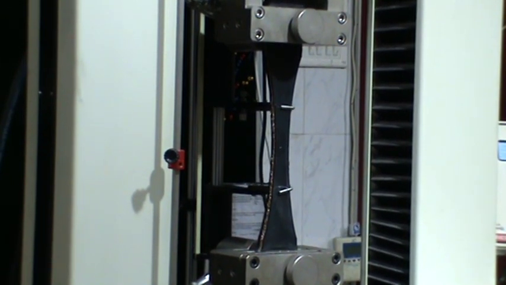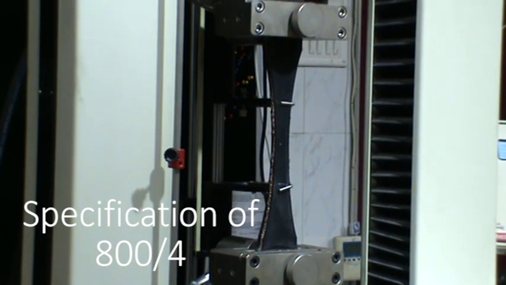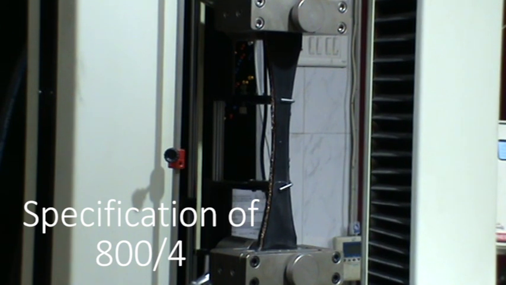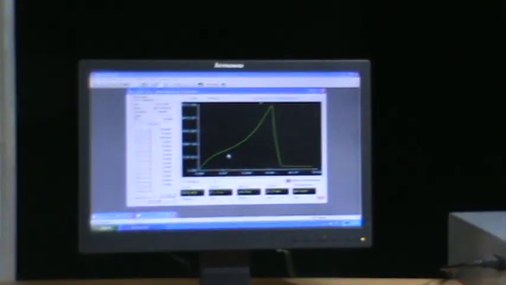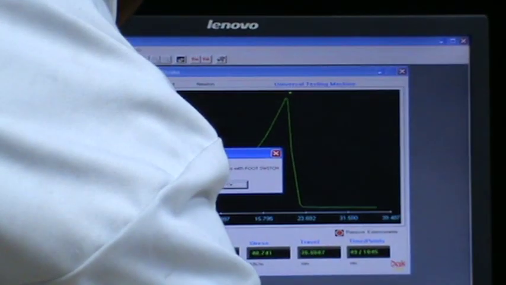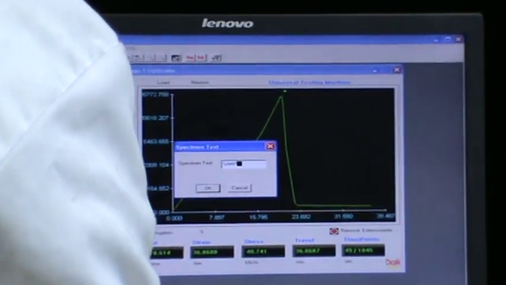The test is conducted by fixing a sample of the conveyor belt into a tensile tester and applying a force until the belt snaps. A conveyor belt specification of 800 by 4 indicates the belt has a minimum tensile strength of 800 kilonewtons per metre of belt width for the total of 4 plies. If a belt is manufactured poorly, not all plies may be evenly tensioned, and therefore the total belt strength could drop significantly below the combined strength of all the plies. This test is therefore a good indicator of belt quality.